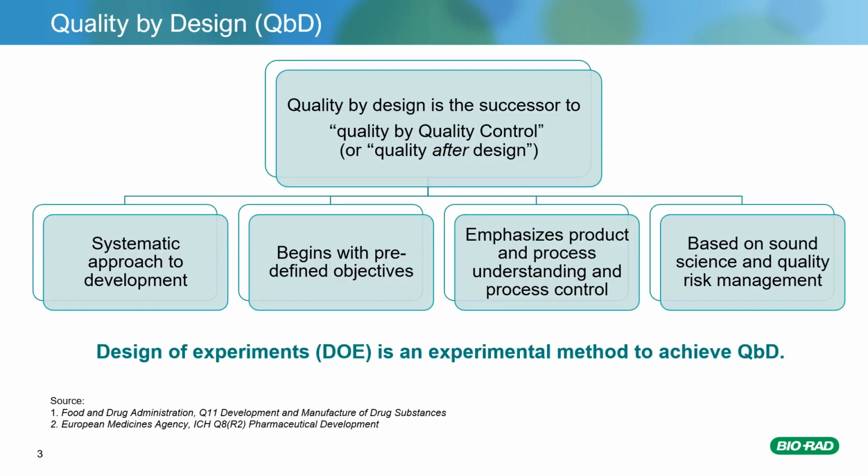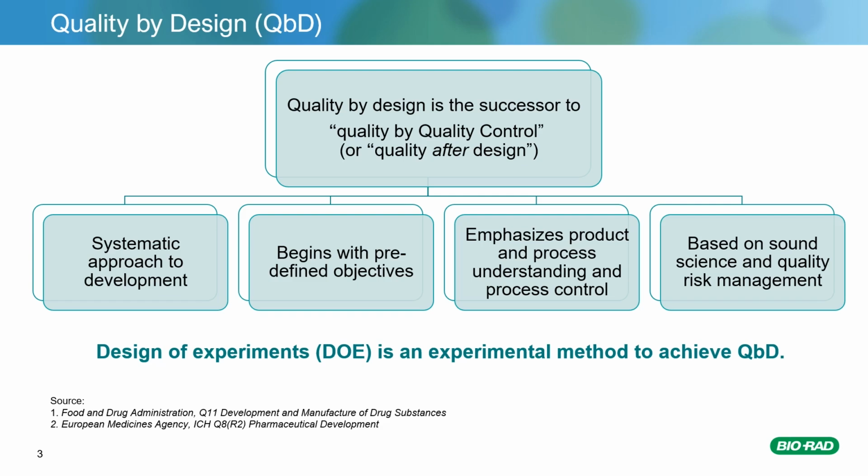Regulatory authorities such as FDA or EMEA published guidelines for pharmaceutical process development. The concept called quality by design became a successor for a legacy approach called quality by QC, or quality after design. The old concept, in brief, postulated controlling quality of the product by testing it using a range of analytical techniques. The modern approach, however, in addition to quality control, also includes a systematic approach to development, which begins with predefined objectives. The emphasis is put on deep understanding of the product and process in a risk-based approach.